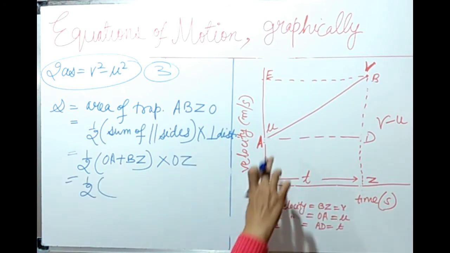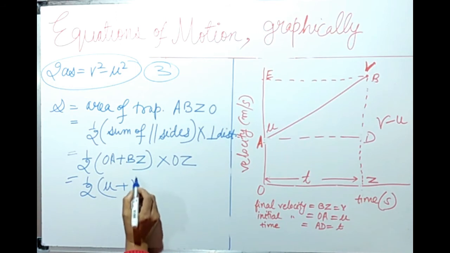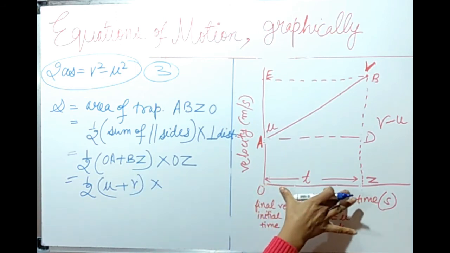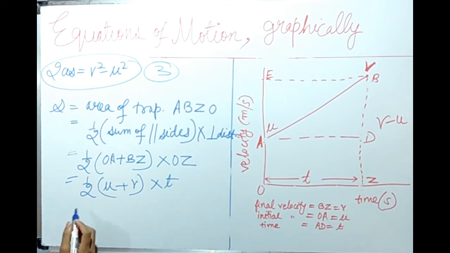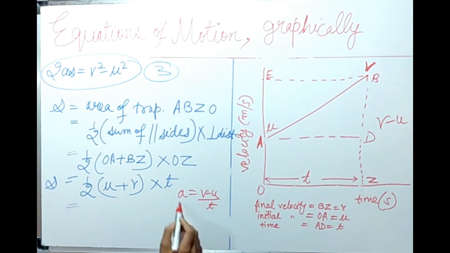OA is equal to u, BZ is equal to v, and OZ is equal to t. So what we have got here? s equal to half u plus v into t. Now, formula of acceleration is a equal to v minus u by t. From here, can we find out the value of t? Take t here and a in the denominator, v minus u upon a. This is the value of t.